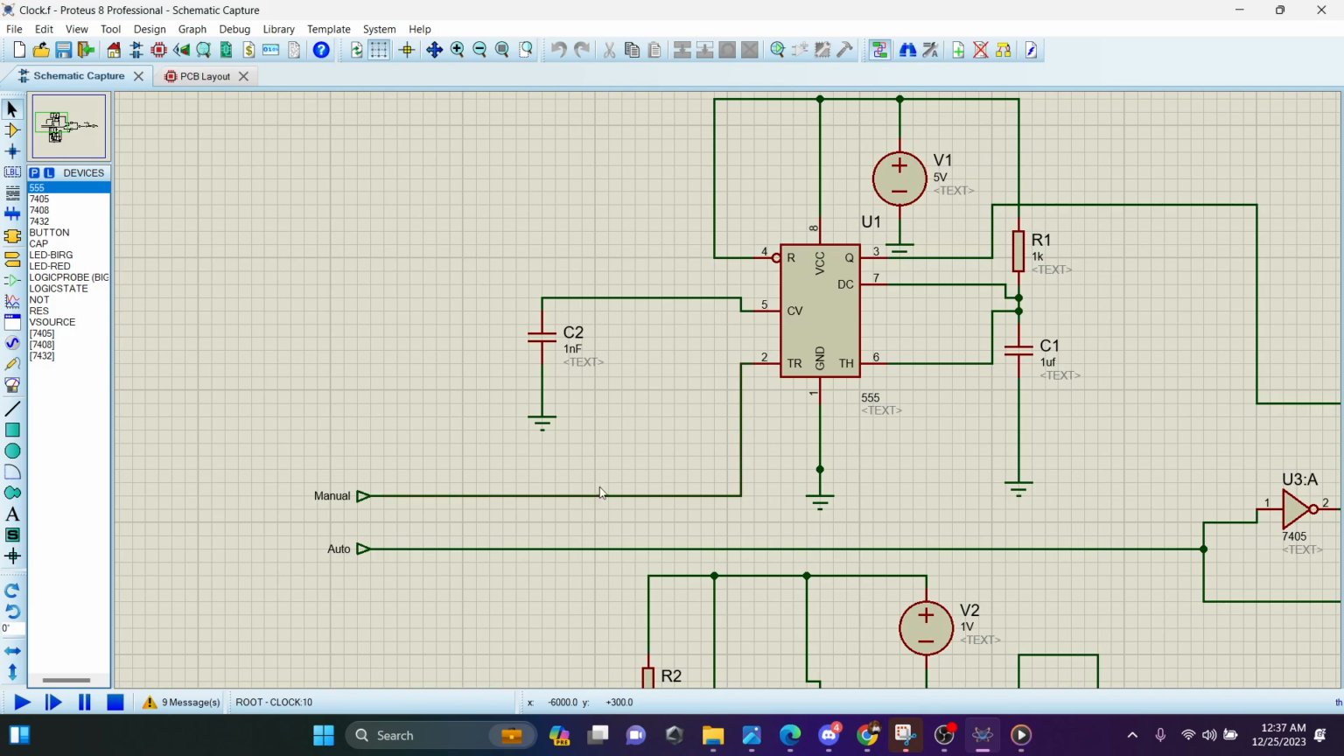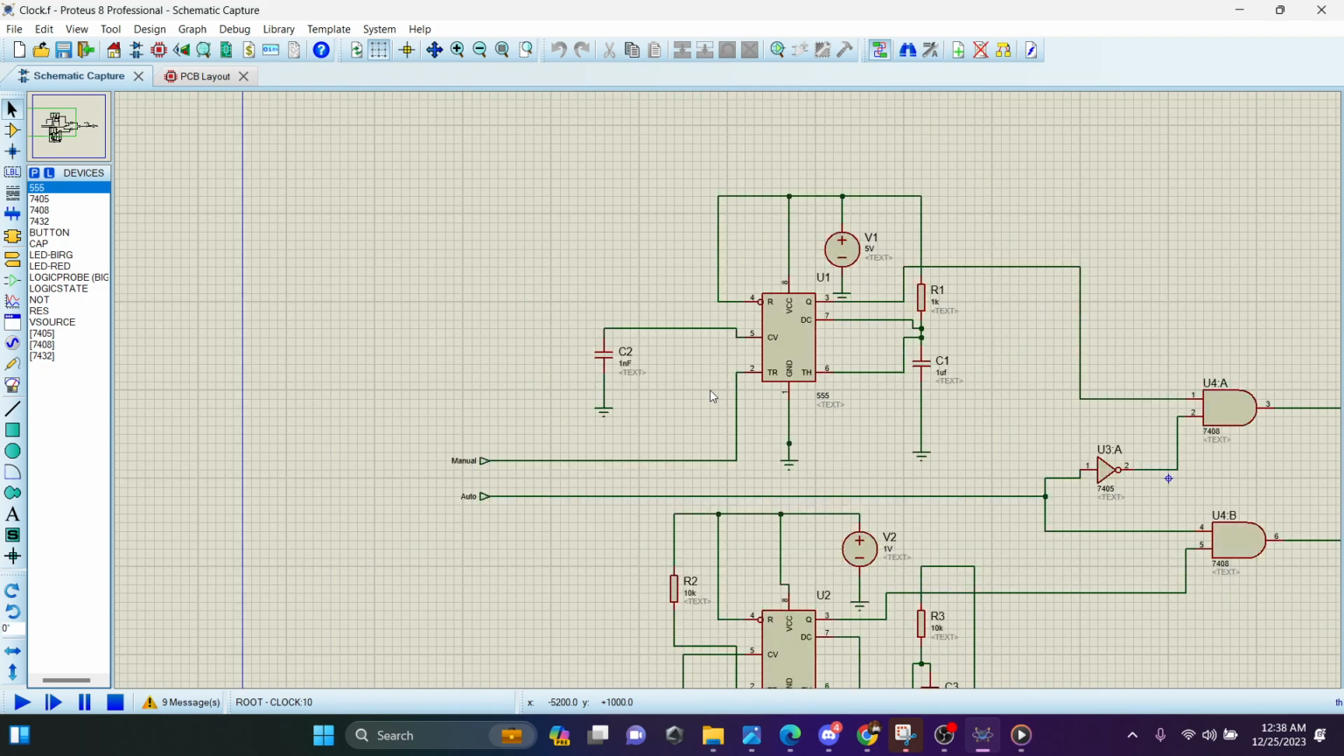For manual condition, we needed triggering. From pin 2, we get the triggering here. Pin 4 and pin 8 are connected with a 5 volt battery and connected with a 1 kilo ohm resistance. Pin 7 and pin 6 are connected to another portion of the resistor, which is connected with a capacitor of 1 microfarad and ground. Pin 5 is connected with another capacitor of 1 nanofarad and ground, and pin 1 is ground. That is the normal circuit diagram of a monostable multivibrator.